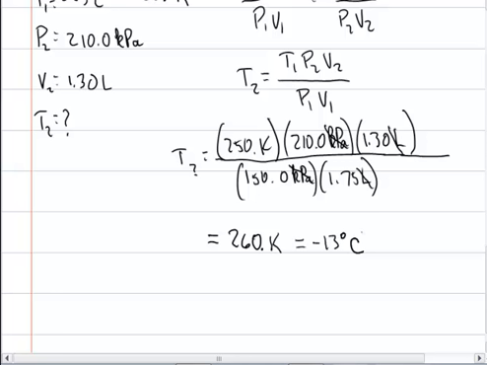Remember, temperatures have to be converted to kelvins before you plug them into the problems. Other than that, make sure that your units are all consistent, that your units for pressure are the same, your initial and final units for temperature and volume are all the same. And then you'll do fine on these.